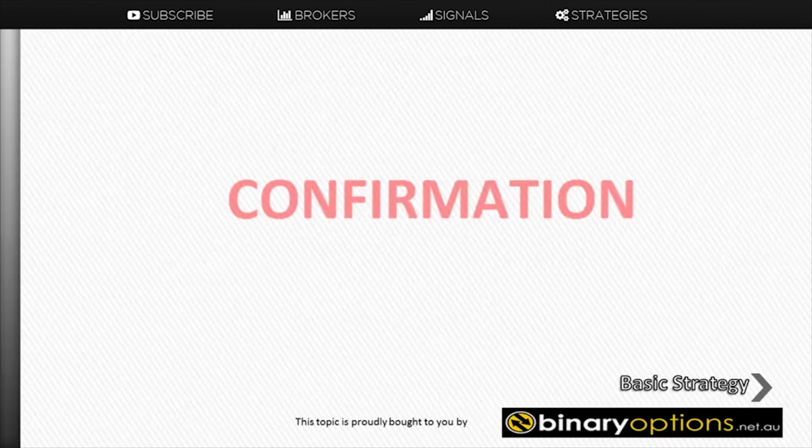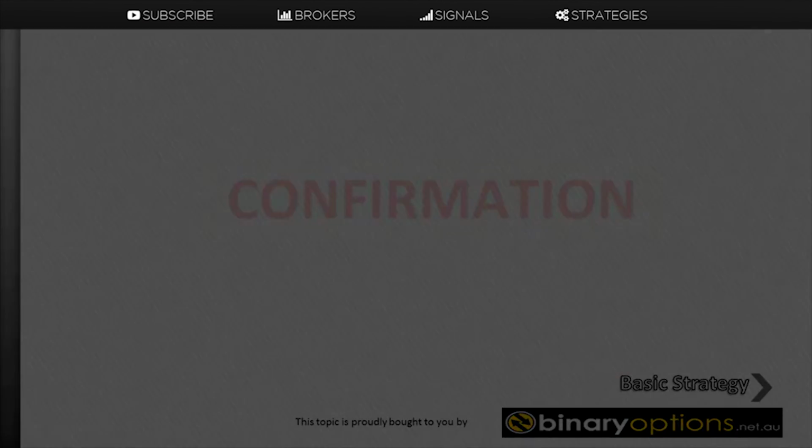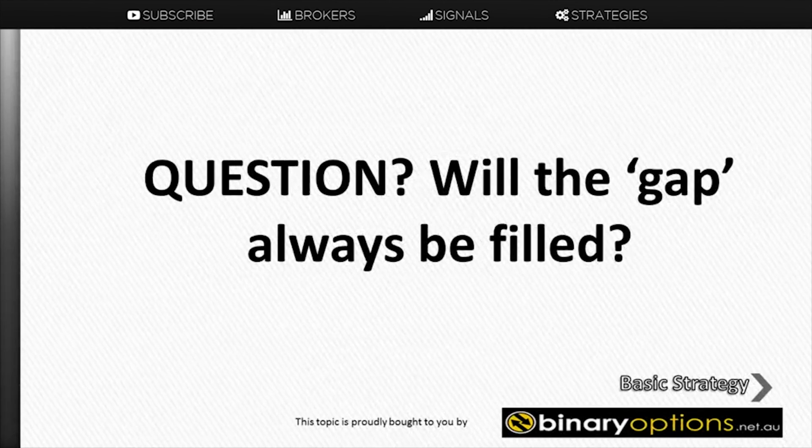In both cases of an opening price breakout, traders are seeking confirmation that price will fall or rise back into the trading range of the previous day. So we ask, will the gap always be filled? We must answer this statistically and say, this depends on the average size of the opening gap.